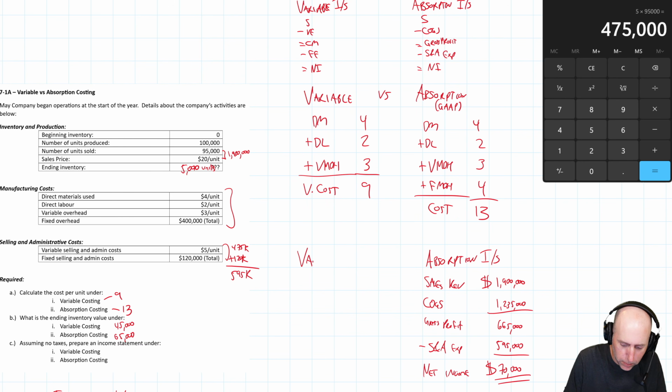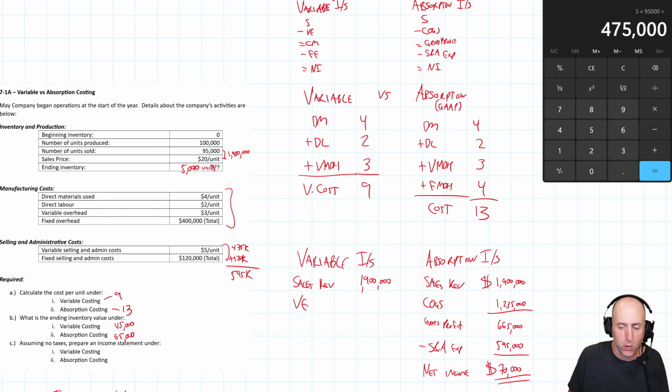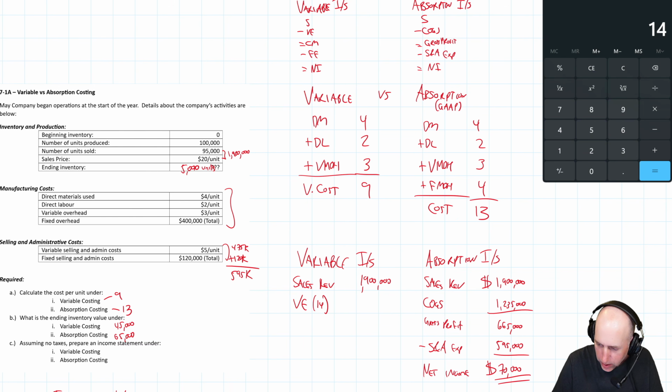Let's do our variable income statement, and it's just going to follow the format above. Sales rev, which is the same, 1.9 million, right? Doesn't matter the method here. The sales are the same, but then the next line down is totally different. Variable expenses. We got to say, what are our variable expenses? Well, 4, 2, and 3, it's our variable cost, 9. 4 plus 2 plus 3 is 9, plus our variable selling and admin. So our total variable expenses are 14, right? 4 plus 2 plus 3 plus 5. Our variable expenses are 14 per unit.